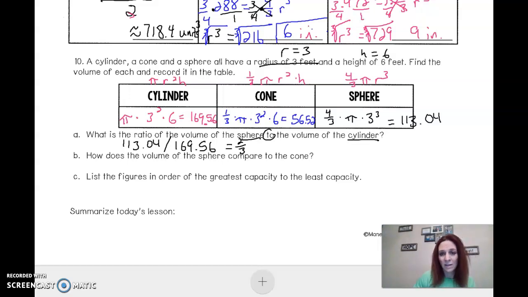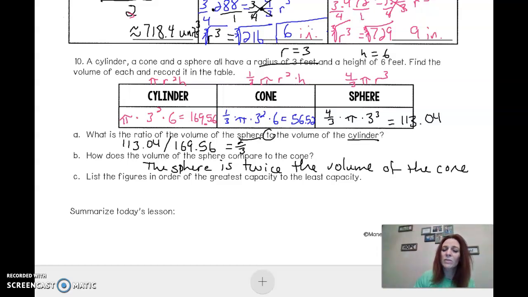How does the volume of the sphere compare to the cone? Well, look at it. If you doubled 56, you'd have 113. So we're going to say the sphere is twice the volume of the cone.